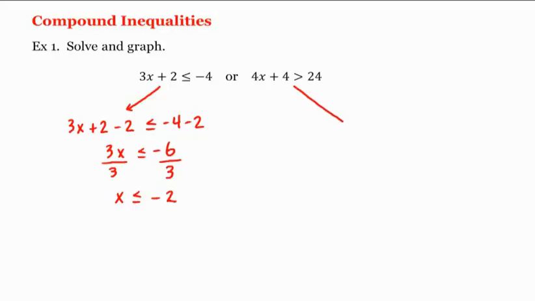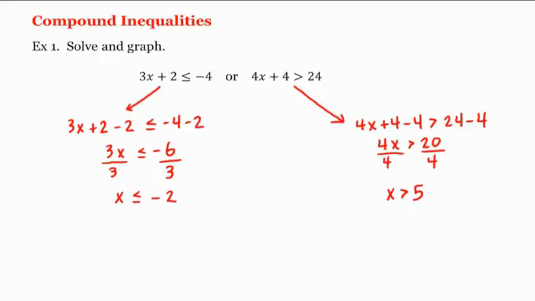All right, what about this second inequality here? Again, we can begin by subtracting 4 from both sides. Which gives us 4x is greater than 20. Again, dividing gives us x is greater than 5. Now, because our inequalities are joined by the word or, our solution here will be all x values that make at least one of these inequalities true.